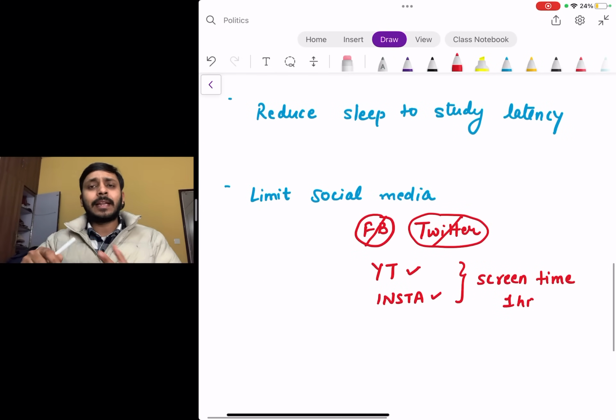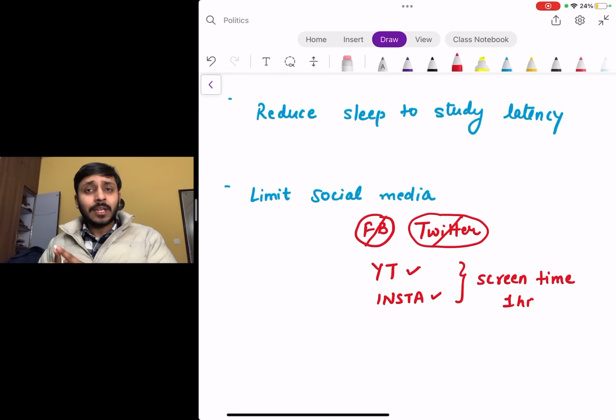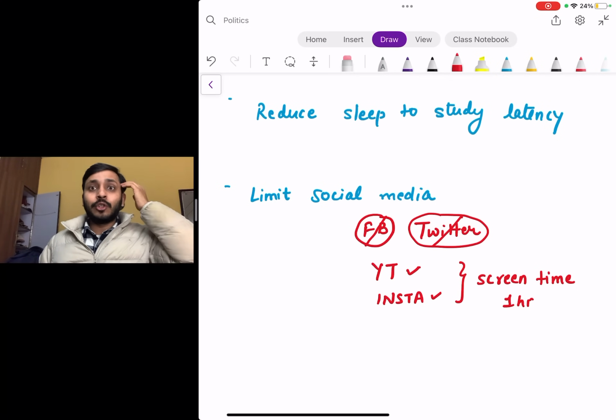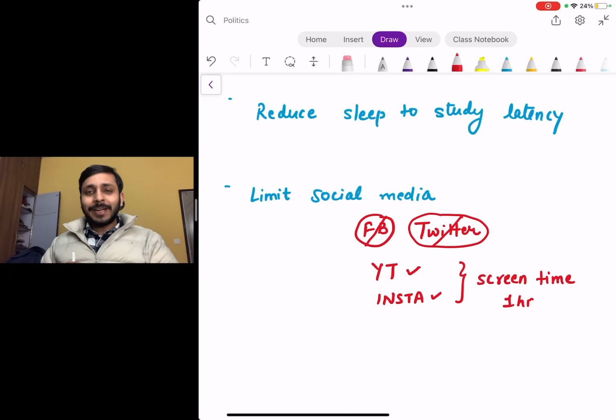Now, another advice that I would give you, which is frankly a very logical advice: during this period, limit your social media. Now, which social media to limit? You will say, sir, a lot of information comes on social media nowadays. Your YouTube videos are on social media. So how can I shut down the social media?